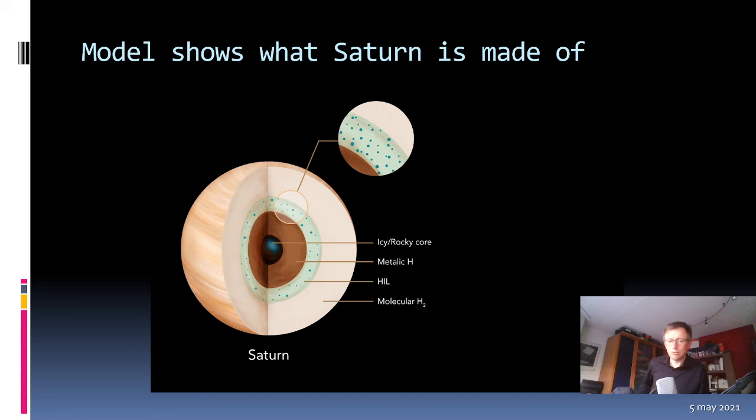And it looks like Saturn has, at the center, an icy rocky core. Around it, it has metallic hydrogen.